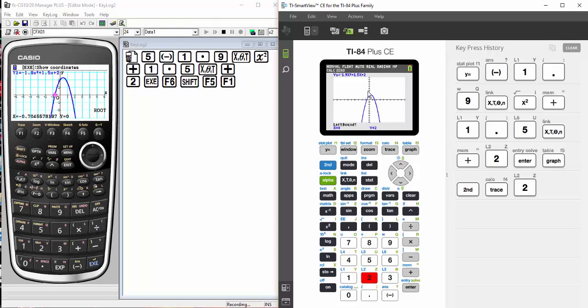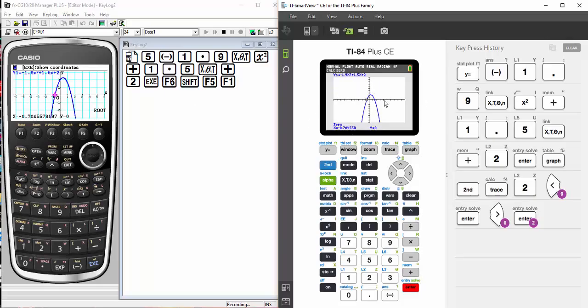And on the TI, we have to do a little bit more work. I have to let the calculator know where that 0 is located. So it's asking me where on the left. I'm going to use my arrow keys to go a little to the left of where that root is, and I'm going to hit enter. Then it's going to ask me where the right bound is. So I'm going to go to the right of where that root is, hit enter. I could enter a guess by moving it, but I'm just going to hit enter again. And there is my root. So now I have the left root of this quadratic.